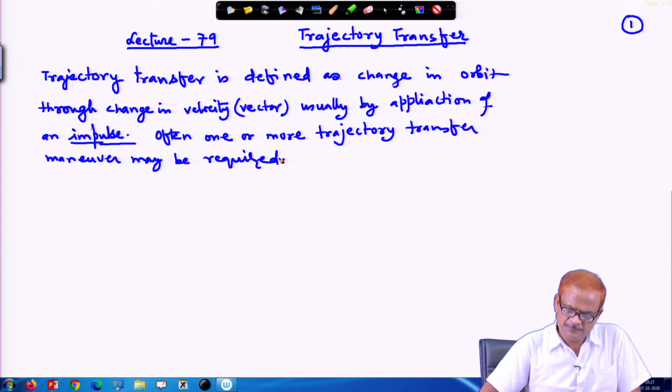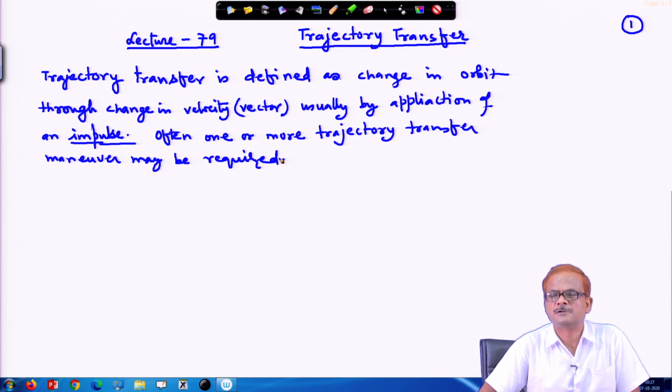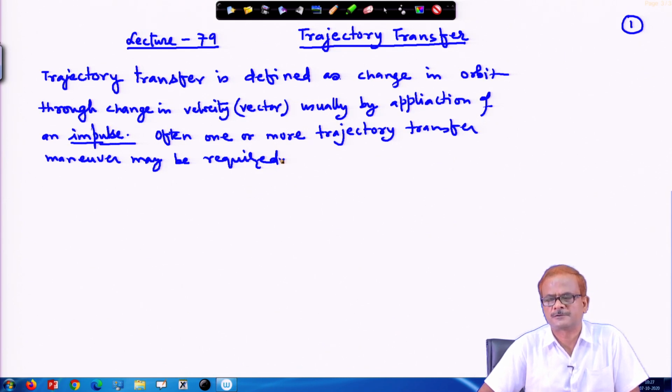In general you will see that a minimum of 2 is required, but say you want to throw a satellite out of its orbit into space, getting it lost. One impulse can be enough in that case. But in general, if you are doing an earthbound satellite maneuver, a minimum of 2 impulses is required for one trajectory transfer.